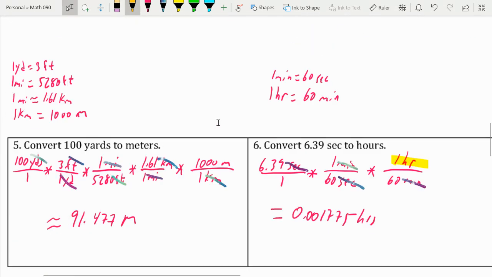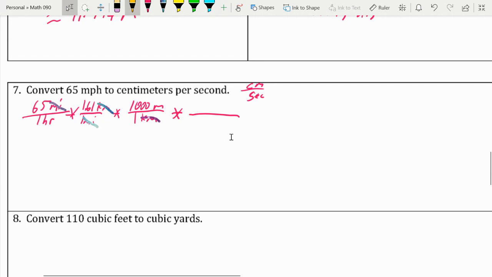1 meter is equal to 100 centimeters. So 1 meter at the bottom to 100 centimeters. Again, meters cancel. Now we have the centimeters part. So I'm done with the numerator. I'm done converting the numerator. Now I'm going to start converting the denominator.